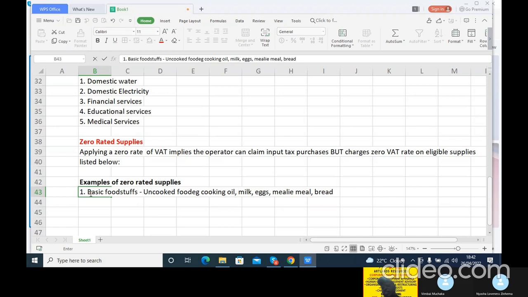But you don't expect to buy a sandwich and say it's zero rate. So if you get to Pick n Pay and you buy bread, you will see they don't charge VAT because it's zero rated, because it's uncooked, meat, beef, etc. But if instead of buying beef, you buy a burger. Instead of buying bread, you buy toasted bread or an egg sandwich. This ceases to be a basic foodstuff. It's now a processed something. So it ceases to be zero rate.